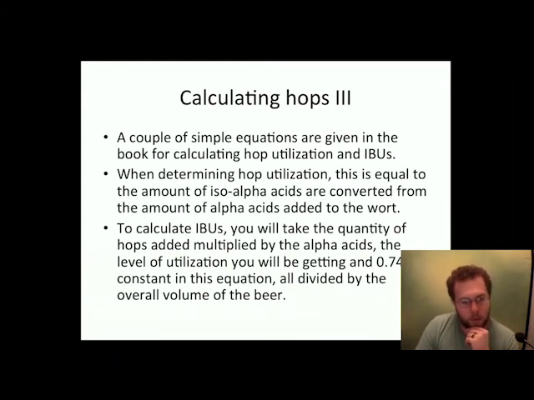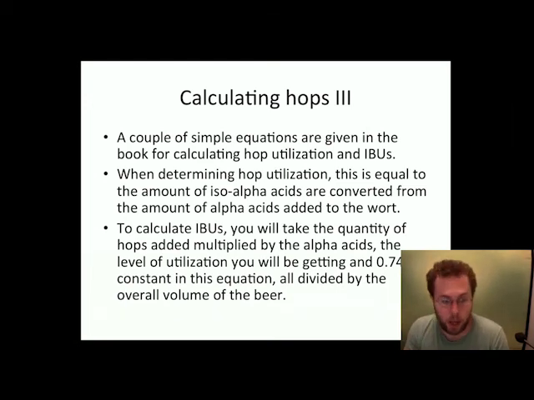So a couple of the simple equations are given in your book, and you're going to want to look at those and just understand them. When determining the hop utilization, I couldn't copy it and put it in here, so you'll look at your book and I'll explain it now. The utilization is equal to the amount of isoalpha acids that are actually converted from the total amount of alpha acids added to your wort, based on how much hops you added with what percent alpha acids they had. So the utilization is how many of those were converted to isoalpha acids.